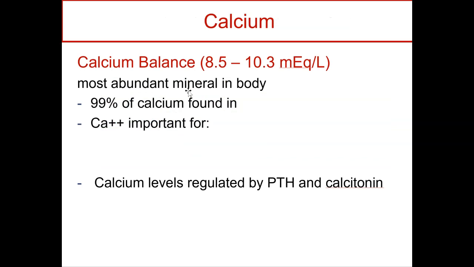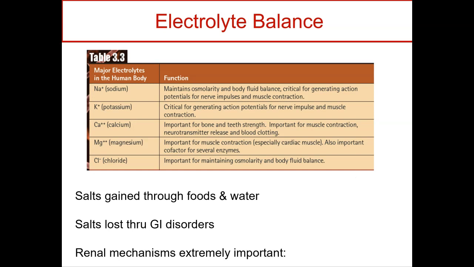Calcium. Calcium is the most abundant mineral in the body. About 99% of all the calcium is found in the skeleton, in your bones. We know calcium is critical for several functions. In fact, if you just want the summary view of the importance of all of these, just go right back to the table at the very beginning of this lecture.